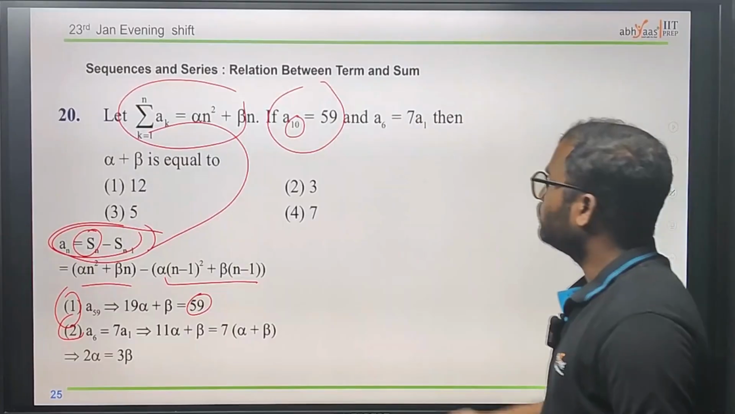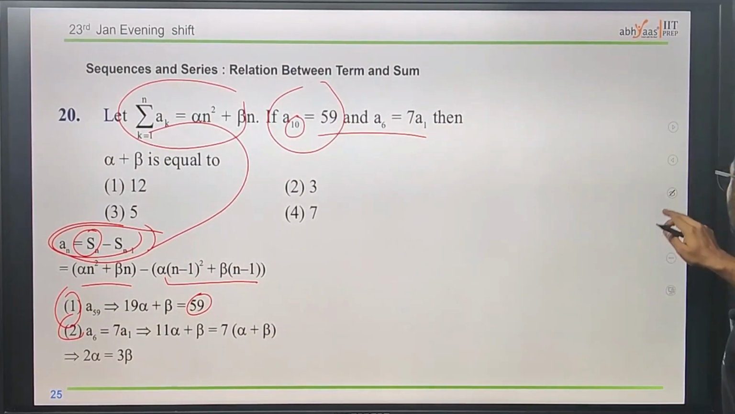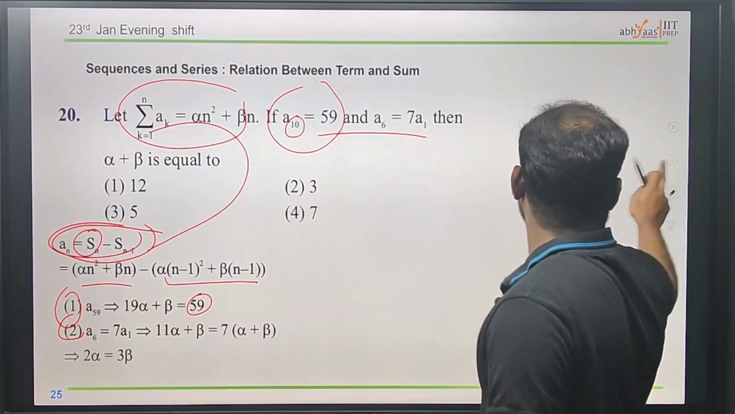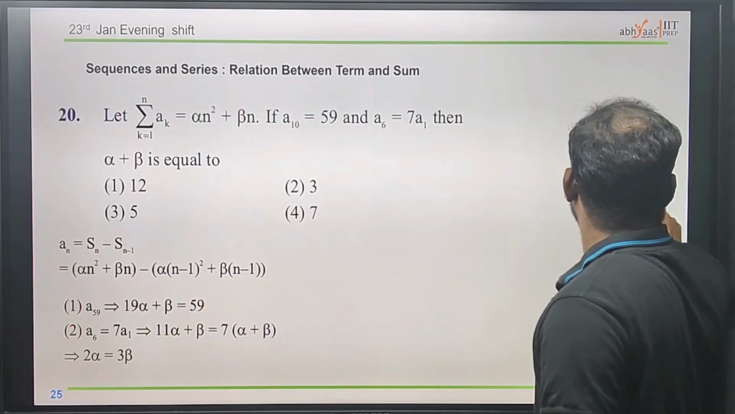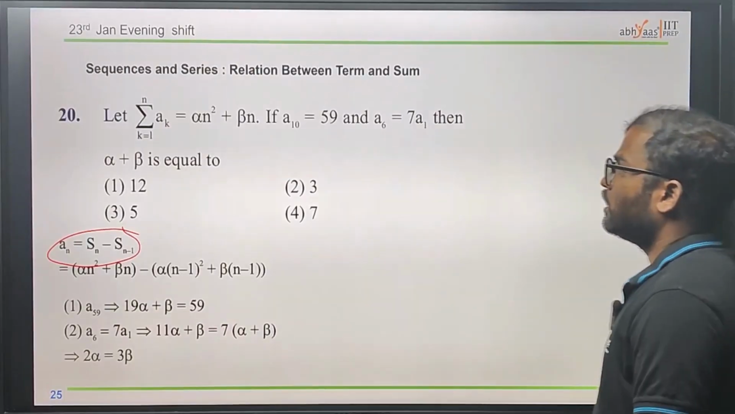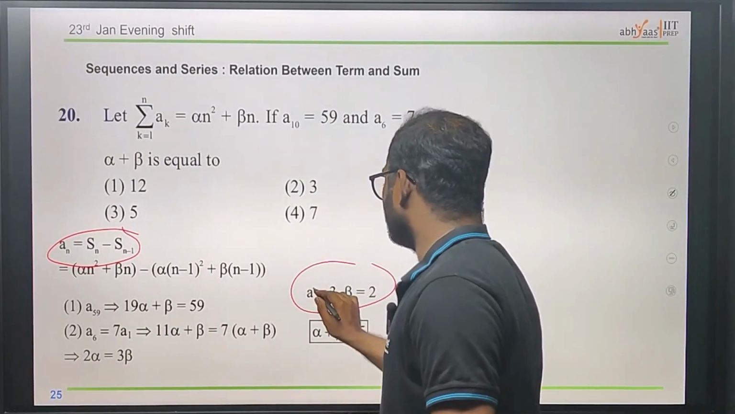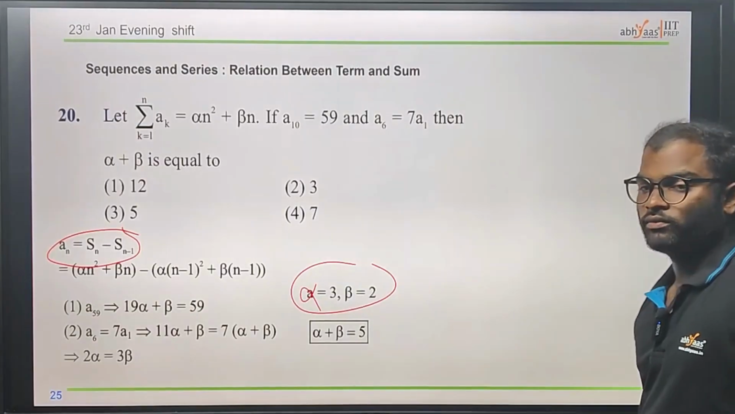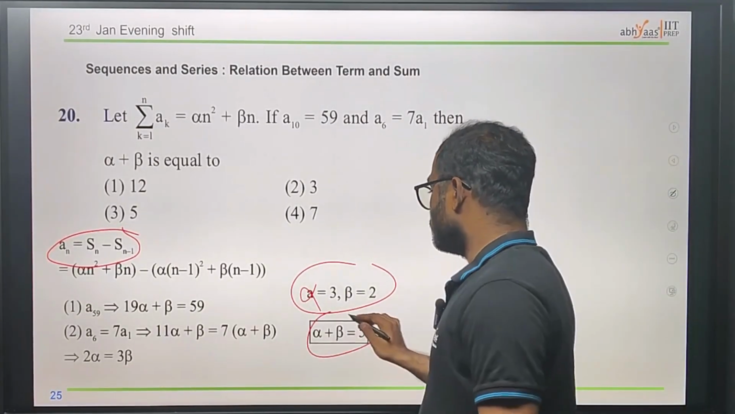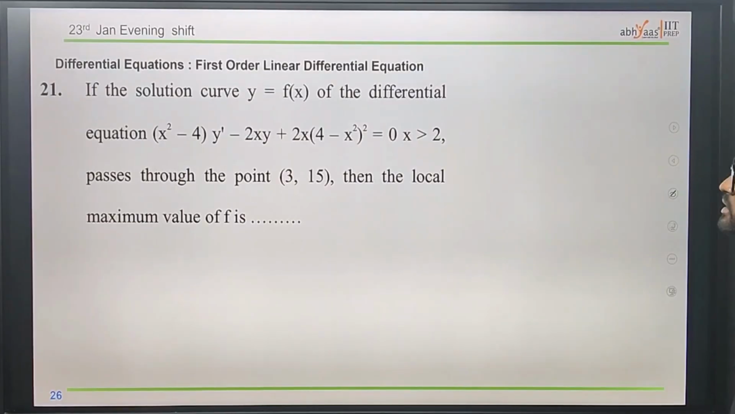Just you need to use this one, but in this question you have to remember this one. This is the main thing you need to understand. I hope you understand. After doing that, we will have alpha and beta, which is alpha is equal to 3 and beta is equal to 2. That's how we got alpha and beta, whose sum gives 5. Now move to the next question, which is section B.